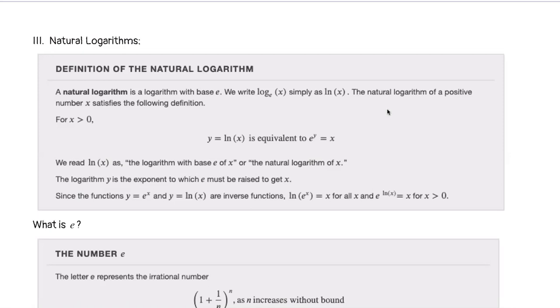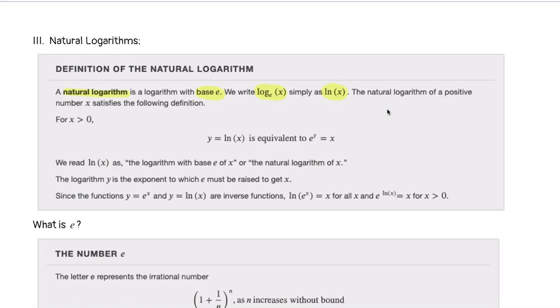Okay, so a natural logarithm is a logarithm with a base e. So instead of writing log base e of x, we write it as ln x. Okay, so that's an L, not an I.